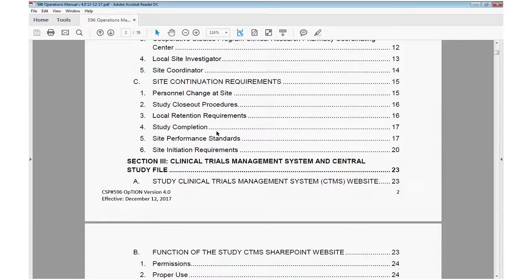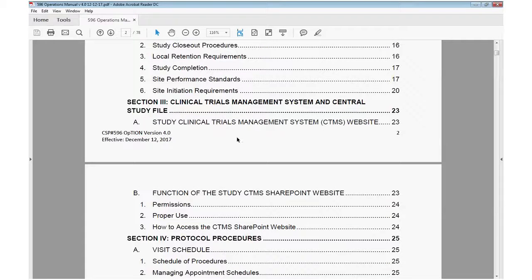This section also contains the continuation requirements and also what to do if a site study happens to be opening or closing. So it is information that you will need eventually when the study is completed. Section 3, Clinical Trials Management System and Central Study File. This is mainly going to involve SharePoint and its functions and usefulness, and that will be a training that will be conducted by Michelle Johnson.